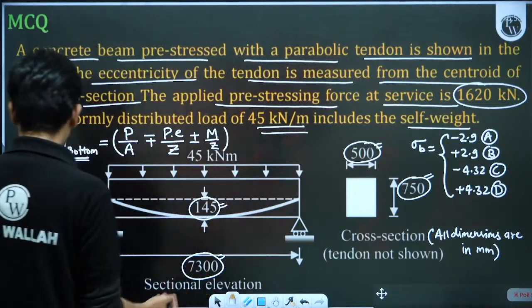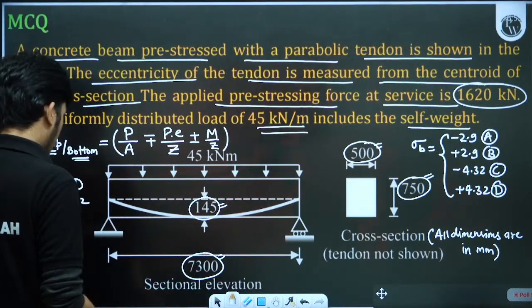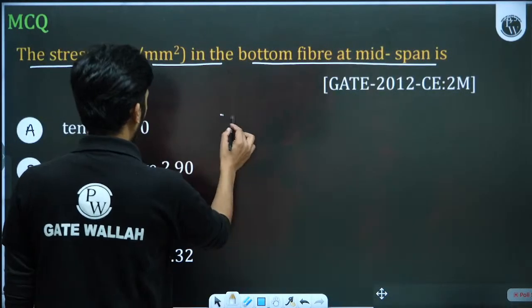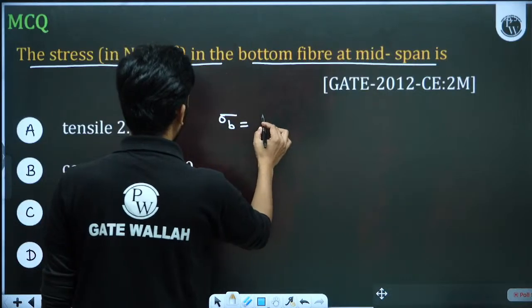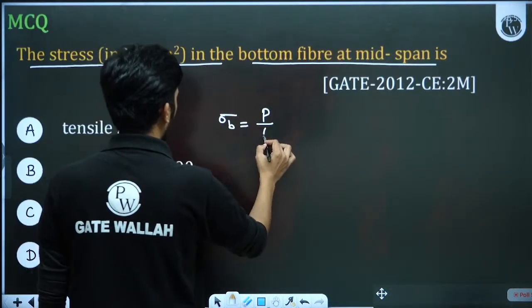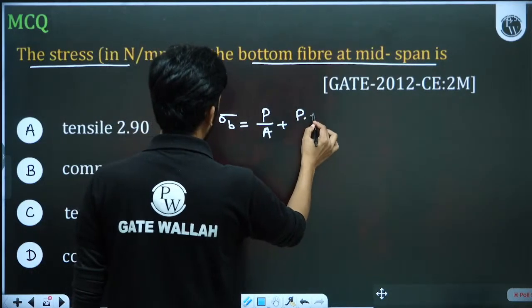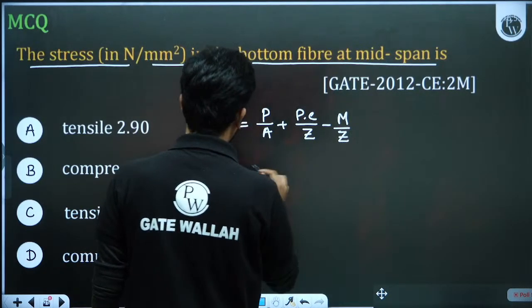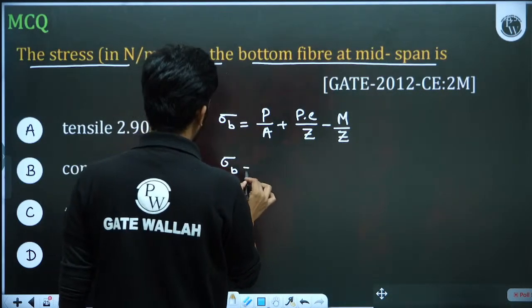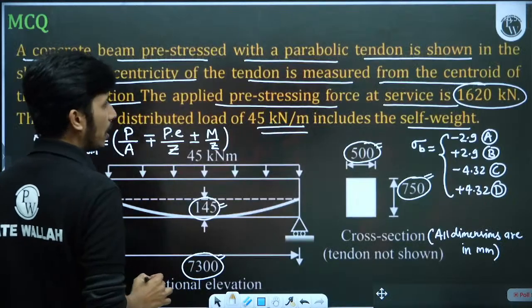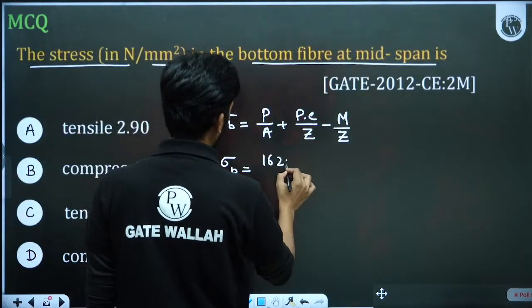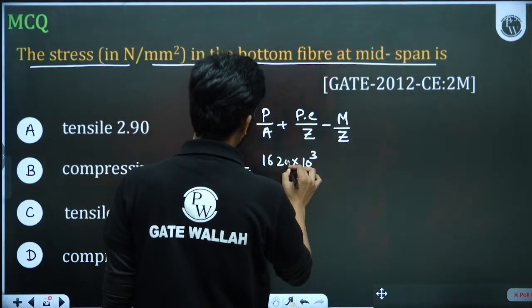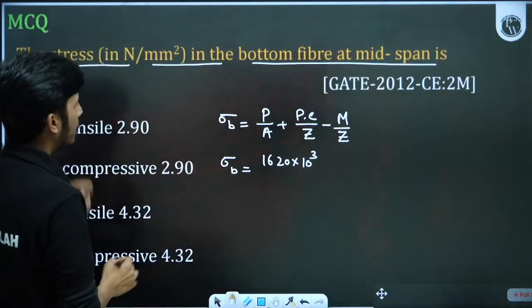So this is a very simple thing. We have to calculate the sigma bottom. So how will we calculate sigma bottom? Sigma B will be equal to P by A plus PE by Z minus moment M divided by Z. So sigma B will be, P is how much? I think 1620 kilonewton. So 1620 into 10 raised to power 3, it will be Newton, because we have to calculate the answer in Newton per mm square.